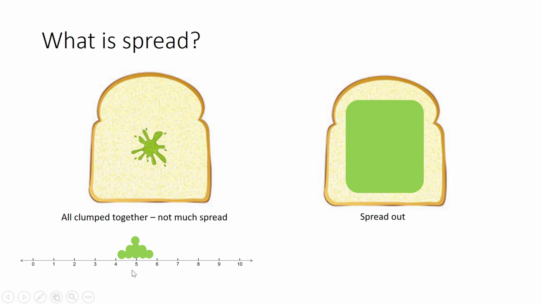So if we look at this data set on this number line, all of the data looks like it's clumped together between 4 and 6. Over here, we can see that this data set is a little bit more spread out. Its range is from 3 to 7. So again, this data set in 1 dimension would have a smaller spread, and this data set in 2 dimensions would have a larger spread.